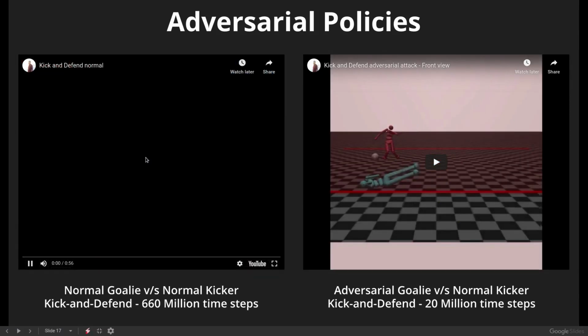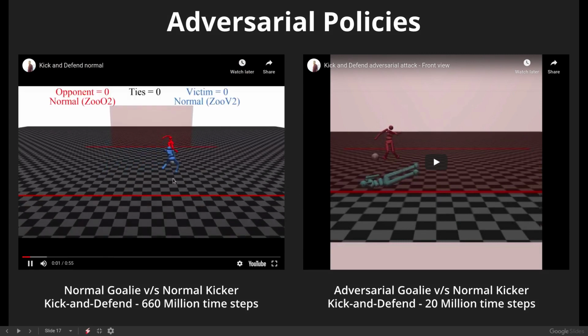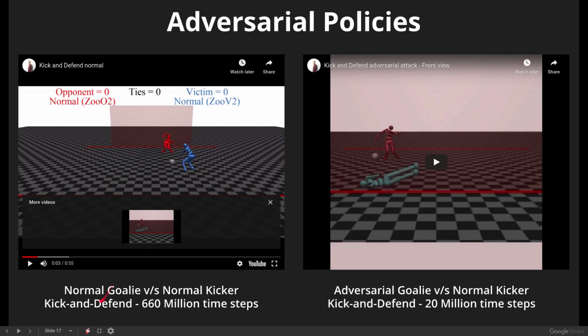Okay, so on the left it's the same video as we saw previously, the same kick and defend environment. This is the normal goalie versus the normal kicker. And on the right we have the adversarial attack, where the goalie plays the role of the adversary.